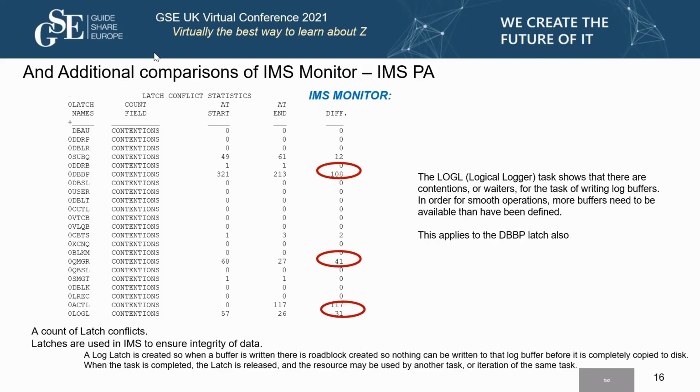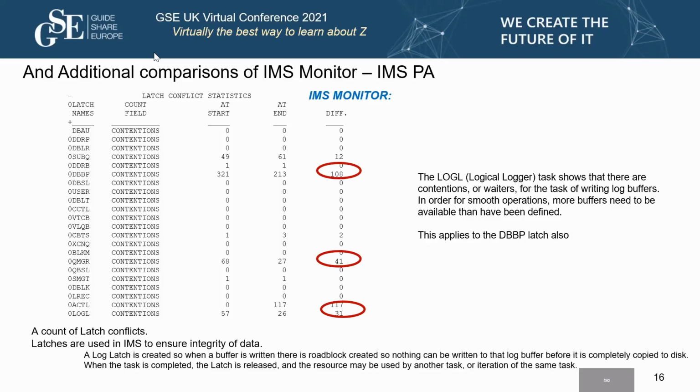And this is where the IMS monitor shows particular logical logger tasks with latch conflict statistics. A conflict is when someone's already holding a latch, and then someone else comes along and says, I need it. So there are waits. The log latch is used to ensure integrity. It essentially creates a roadblock so nothing can be written until that buffer is completely written. Otherwise, we lose integrity. When the buffer is completed, the latch is released, and the next waiter can come to it. If we're waiting, IMS could wait. Things will slow down. So this is why we want to pay attention to this.